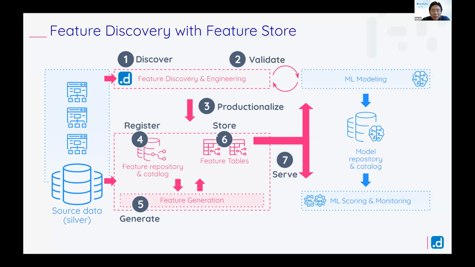So let me just wrap this up with this slide. I think this is the paradigm we see with this automated feature discovery component. You feed the data into the feature discovery. After some validation, you can then register the features in the catalogs, materialize them in the feature tables, and the features will be ready to be served for your machine learning building and scoring tasks.